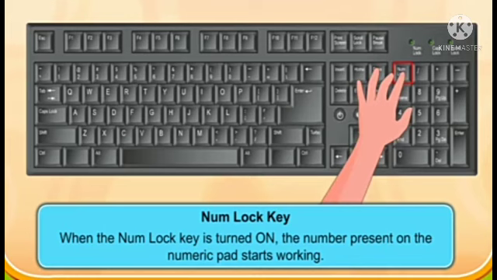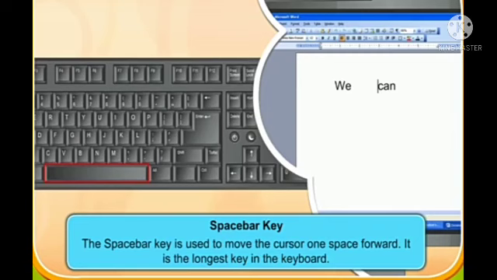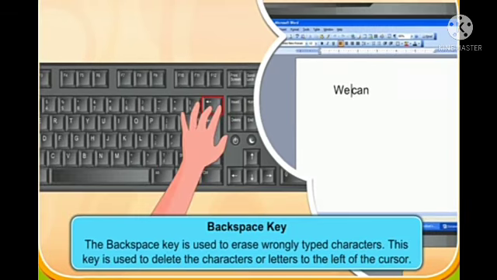And the next key is the space bar key. Space bar key is used to give one letter space, and it is the longest key in a keyboard. Next key is backspace key. This key is used to delete letters. When you press the backspace key, it deletes the letters from the left side, that is from the back side.